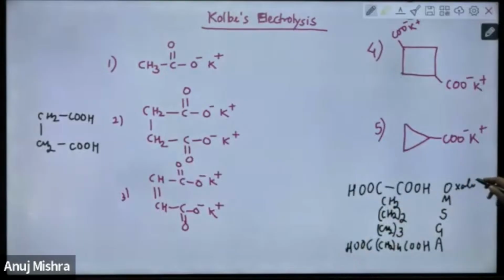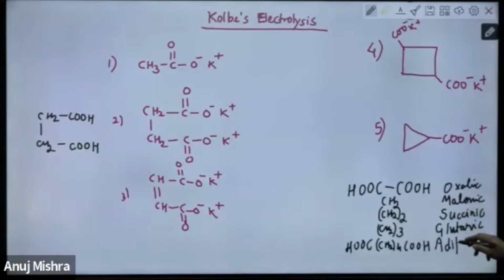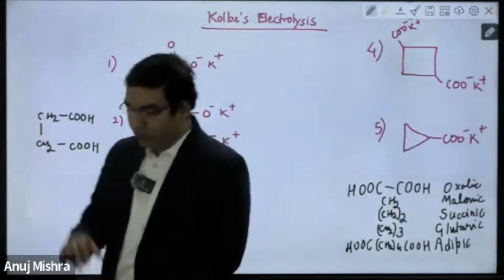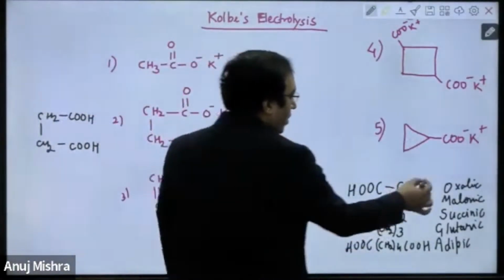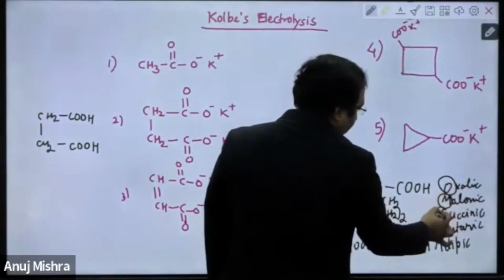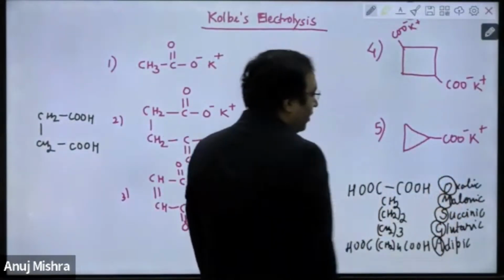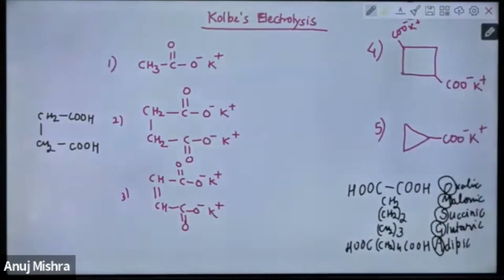This is called oxalic, malonic, succinic, glutaric, and adipic. Please note down: oxalic, O, M, S, G, A. After this, two more come, P and S, pimelic and suberic, not very important. This is called OMSGAPS. These are all dioic acids, and there's a simple trick to remember all the dioic acid names: OMSGAPS.